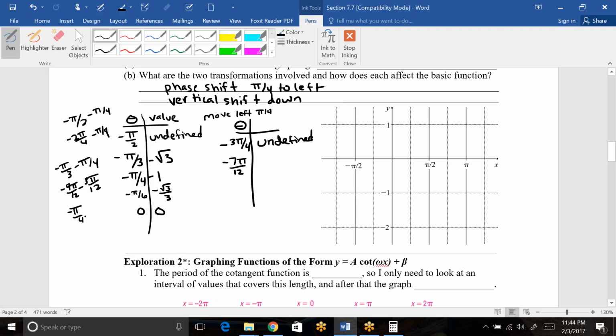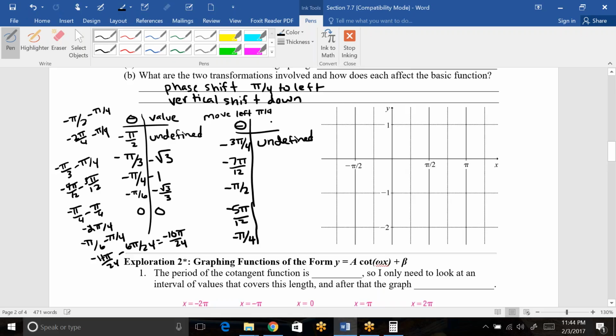Negative pi over 4 minus pi over 4 would be negative 2 pi over 4, which is negative pi over 2. And negative pi over 6 minus pi over 4, get a common denominator of 24, that'd be negative 4 pi over 24 minus 6 pi over 24. That's negative 10 pi over 24, which does reduce down to negative 5 pi over 12. And then 0 minus pi over 4 would be negative pi over 4.